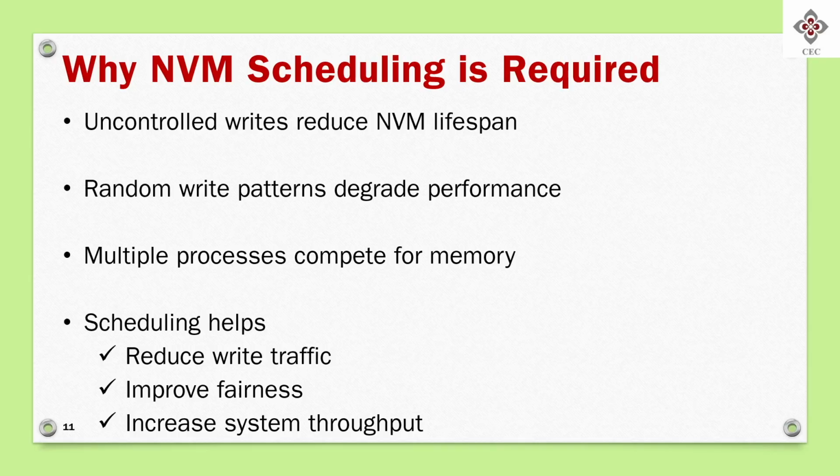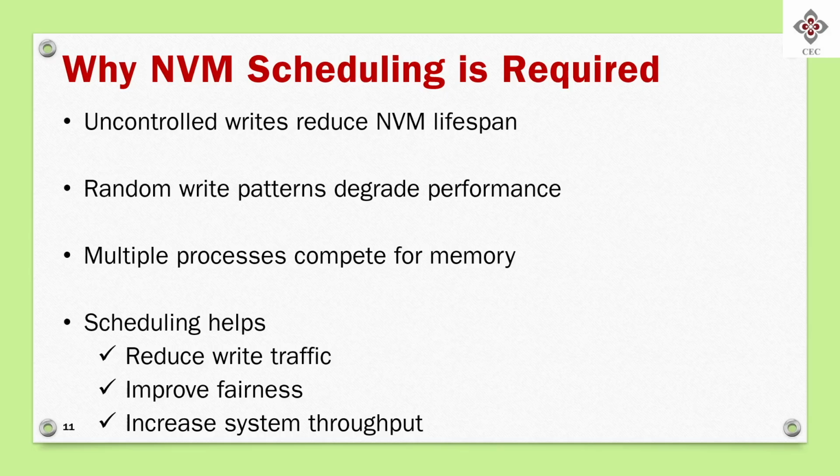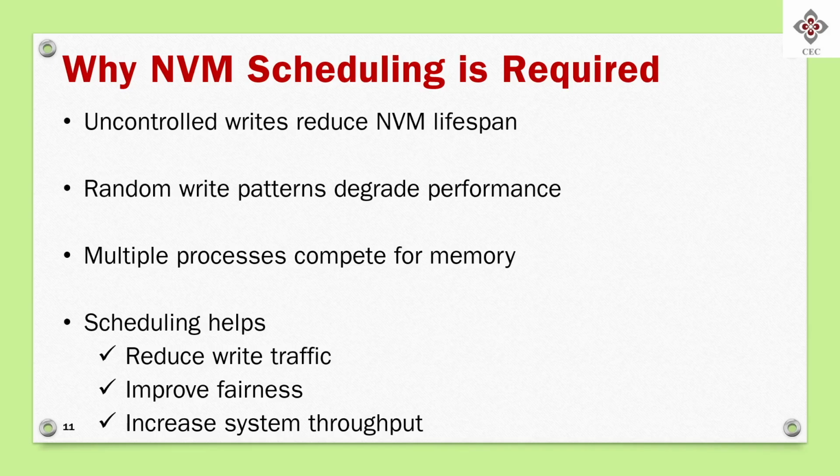Multiple processes compete for memory. Since there are many processes in the operating system which need data from the memory, we have to schedule accordingly, so that the correct process is accessing the data at the right time. This kind of regulation, that is scheduling, helps reduce write traffic and improve fairness. It avoids starvation, or giving priority to a particular process while neglecting the other processes. It also increases system throughput. Of course, with a systematic approach you can have better throughput.